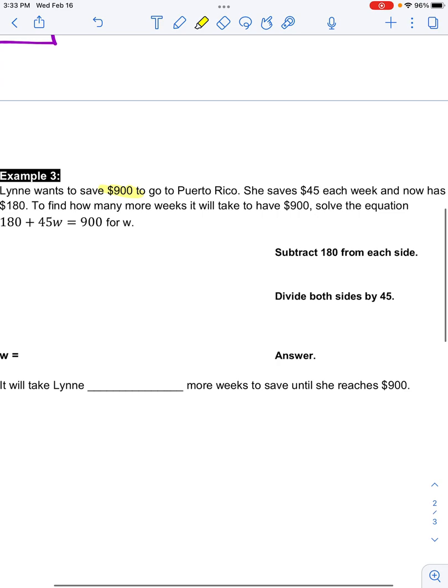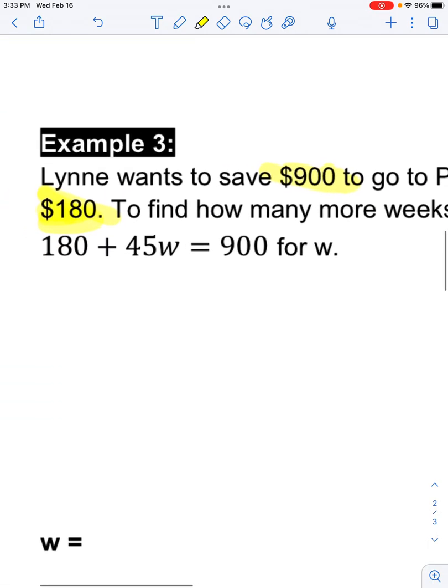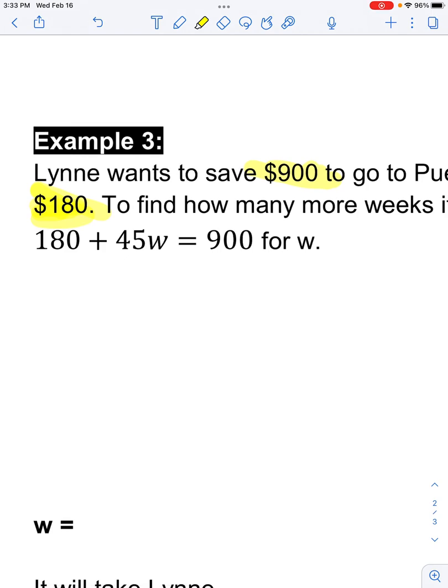Math story here. Lynn wants to save $900 to go to Puerto Rico. She saves $45 each week and now has $180. To find how many more weeks it will take to save $900, solve the equation. So what she has plus what she can save equals 900.